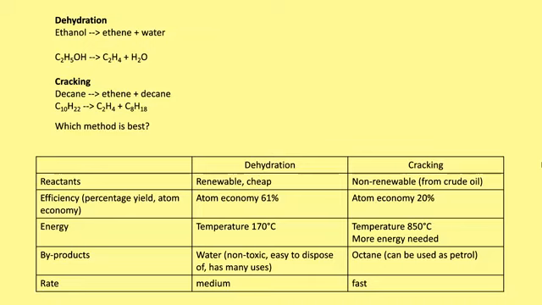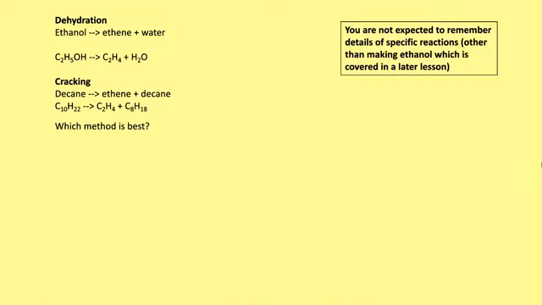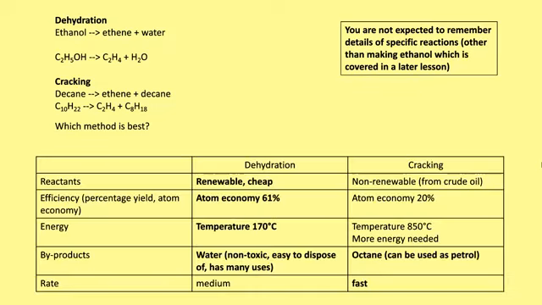In terms of rate, dehydration is a medium speed reaction, cracking is a fast reaction. So for that one, cracking is the best. So if we just highlight the best of those, you'll get this table here. So you can see in 3 of the categories, the ethanol is better. However, the byproducts, both of them are pretty good. And the atom economy, as we said, is similar because you've got a use for the byproduct.